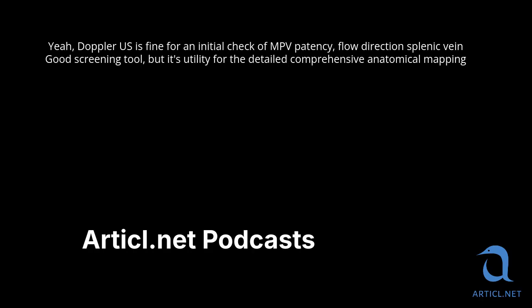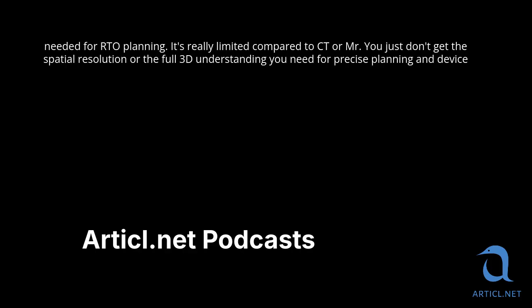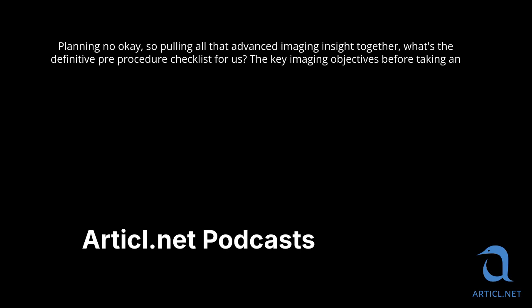And Doppler ultrasound. Still useful for a quick look. Yeah, Doppler US is fine for an initial check of MPV patency, flow direction, splenic vein. Good screening tool. But its utility for the detailed, comprehensive anatomical mapping needed for RTO planning is really limited compared to CT or MR. You just don't get the spatial resolution or the full 3D understanding you need for precise planning and device sizing. Screening? Yes. Planning? No. Okay, so pulling all that advanced imaging insight together, what's the definitive pre-procedure checklist for us?